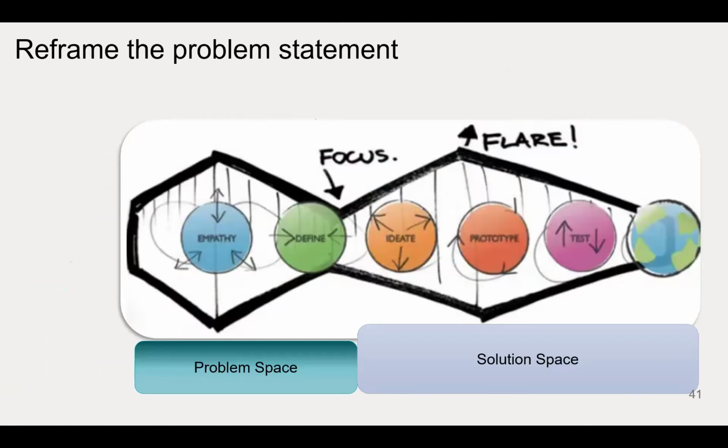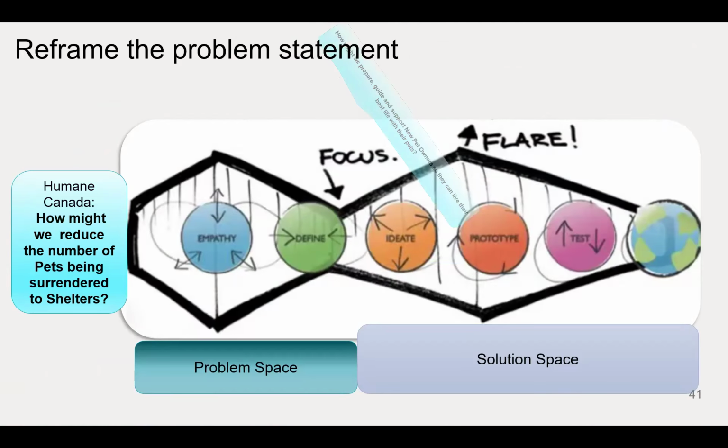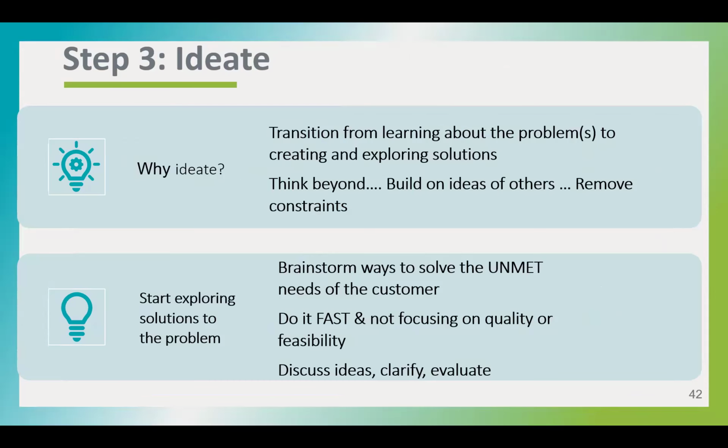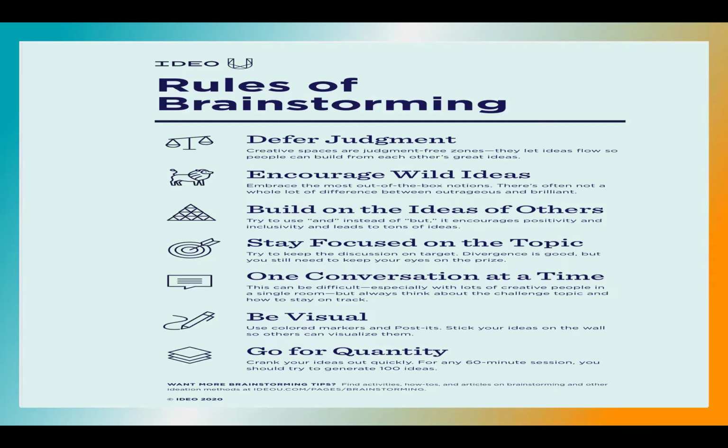So we've reframed that problem statement. Here we are. And now we're going to go. So transition from learning about the problem to creating and exploring solutions. Think about building on the ideas of others and removing constraints. Brainstorm ways to solve the unmet needs of the customer and do it fast, not focusing on quality or feasibility, and discuss ideas, clarify, and evaluate.